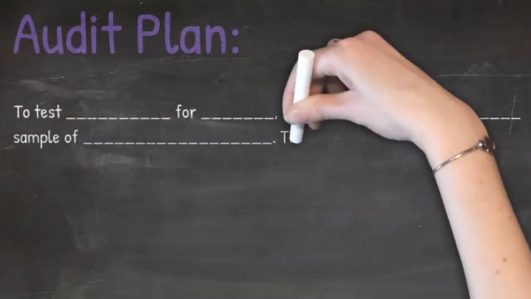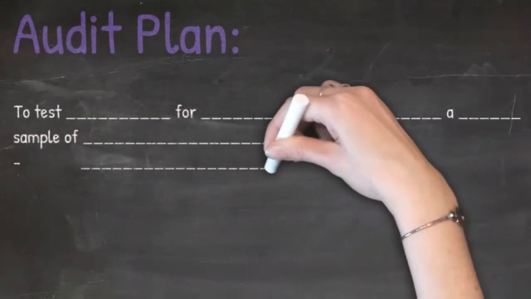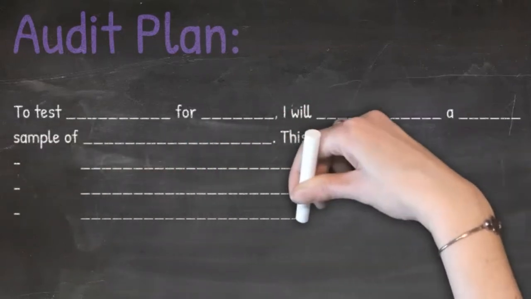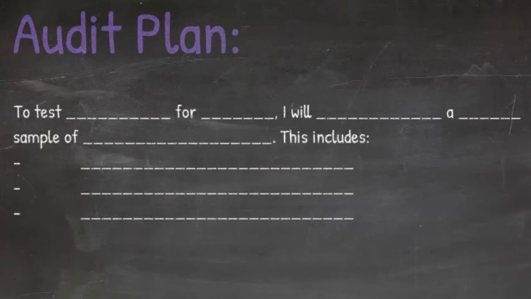To test blank for blank, I will blank a blank sample of blank. Let's say that again. To test blank for blank, I will blank a blank sample of blank. One more time. To test blank for blank, I will blank a blank sample of blank.